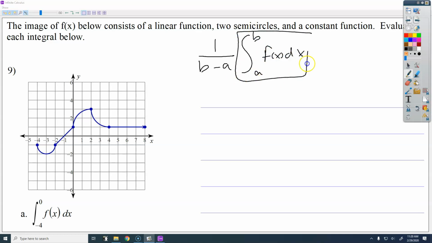So what we're going to do is find the area under the curve first, and then we're going to multiply it by that. So in this case, the b and the a, if we're going from -4 to 8, just basically means they want to know what's the total average value from beginning to end here. So we're going from -4 to 8. And so there's our setup.